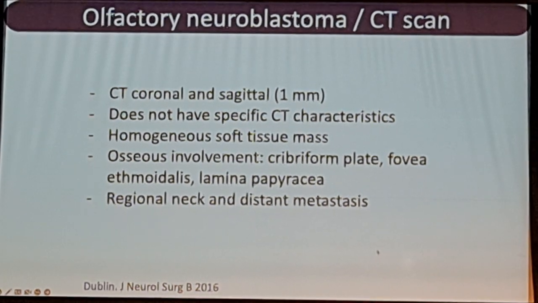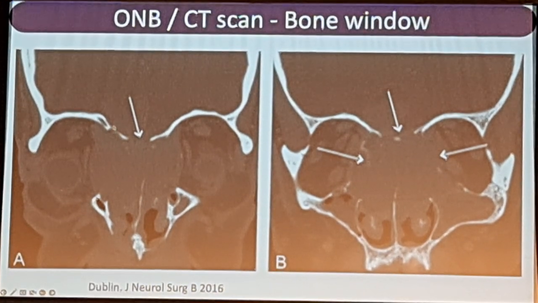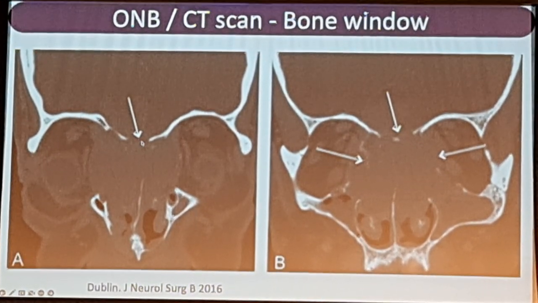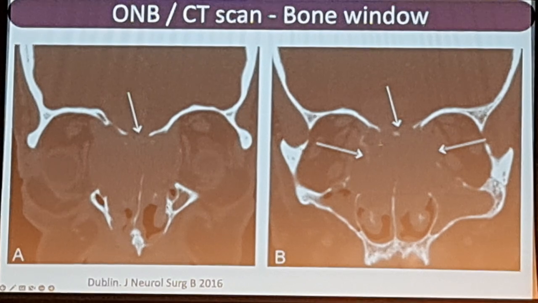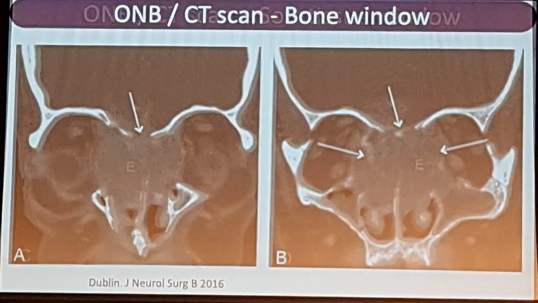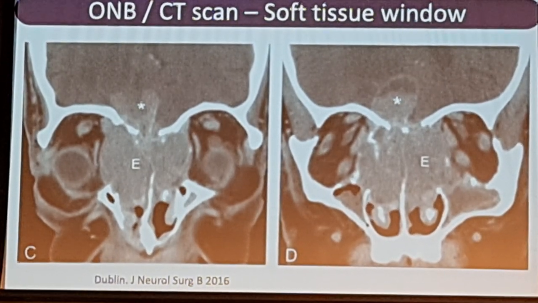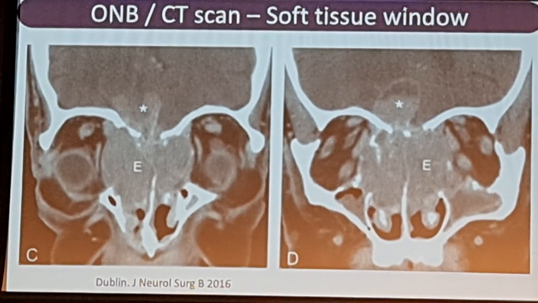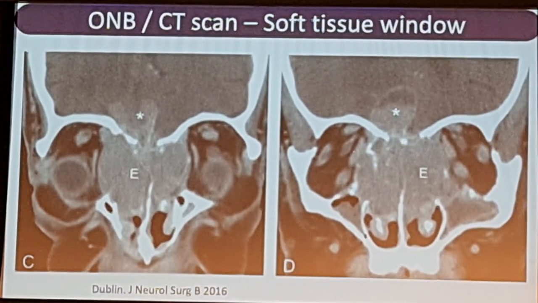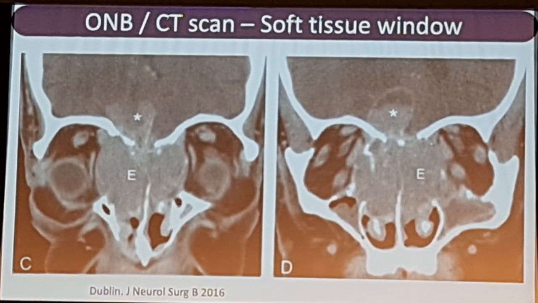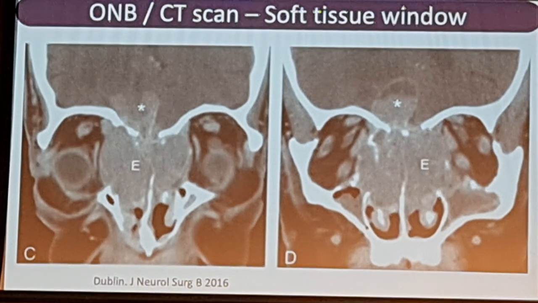CT scan, I'll show you the CT scan directly. You see, CT scan is very important to see if there is destruction of the skull base, lamina papyracea. This is a bone window, and in the soft tissue window you see that there is intracranial extension. This is the muscle. In this case, MRI could bring more detail if this muscle is infiltrated by the tumor in this way. So the CT scan is more for the bone.